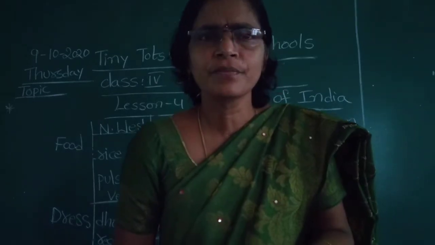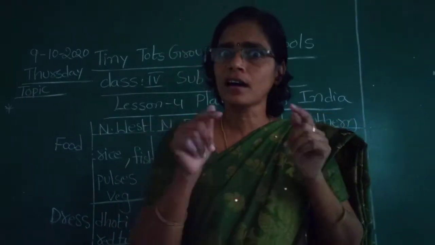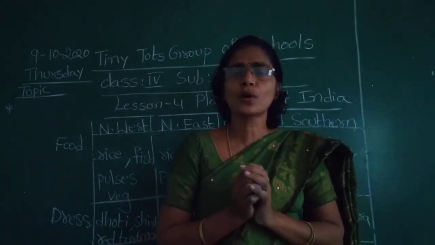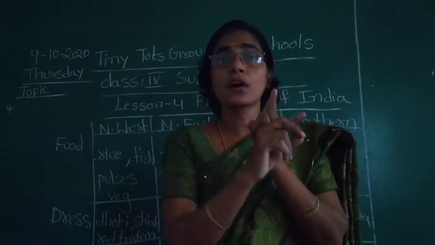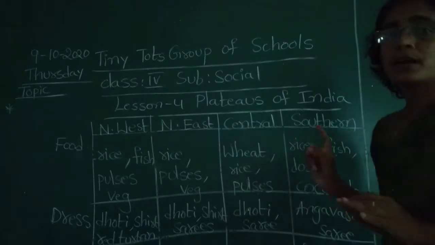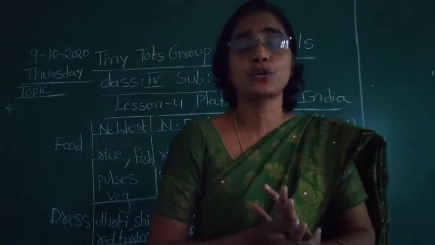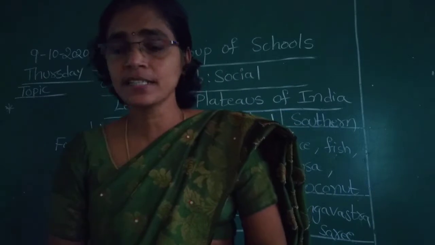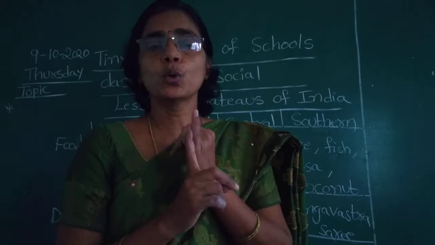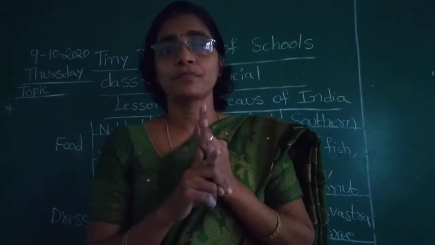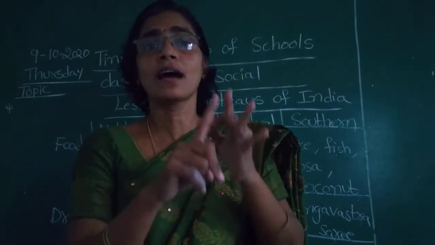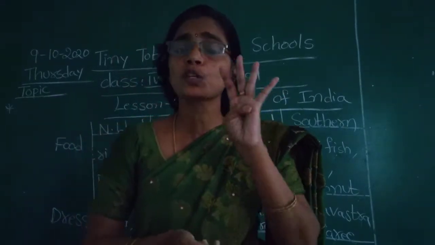Where are we living, children? We are living in Andhra Pradesh state. These are our neighboring states. What are the neighboring states to Andhra Pradesh? Telangana, Tamil Nadu, Kerala. These four states are joined in the southern part of the plateau. It is near the Indian Ocean. The chief languages spoken here are Tamil, Telugu, Kannada, Malayalam. These four languages are spoken here.